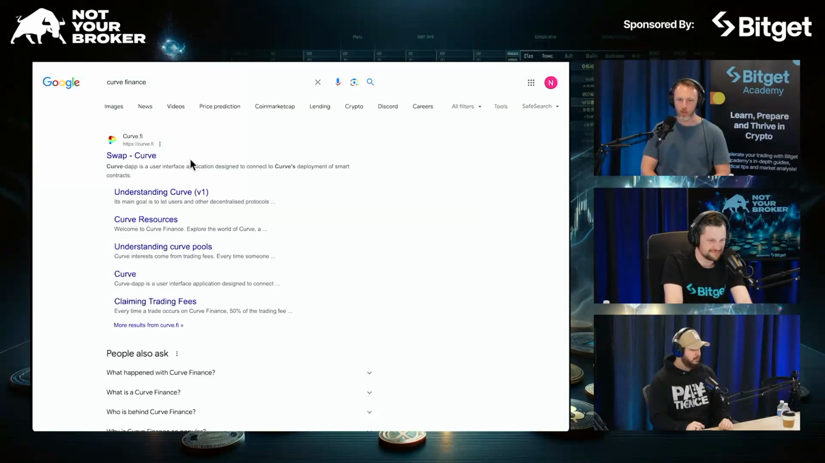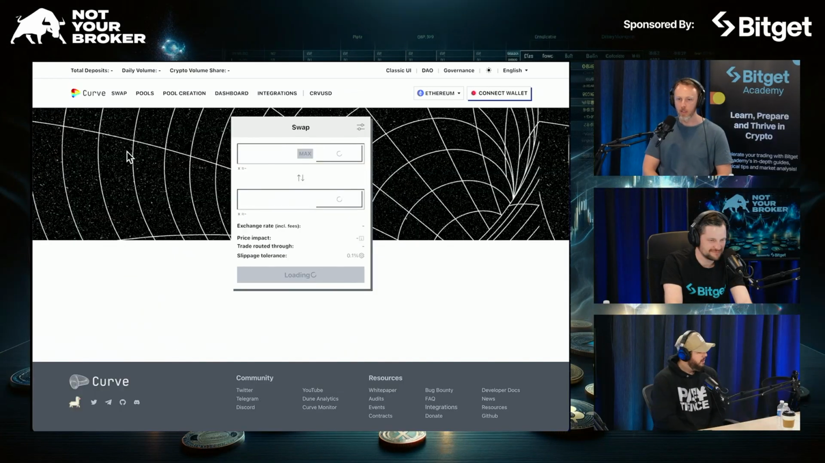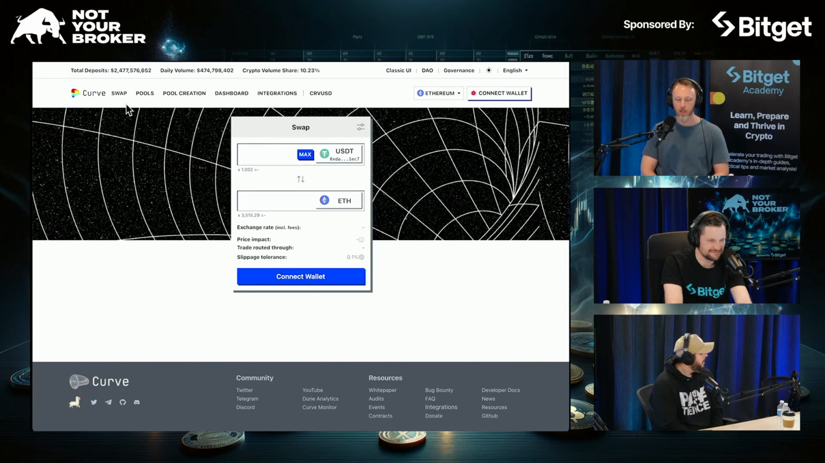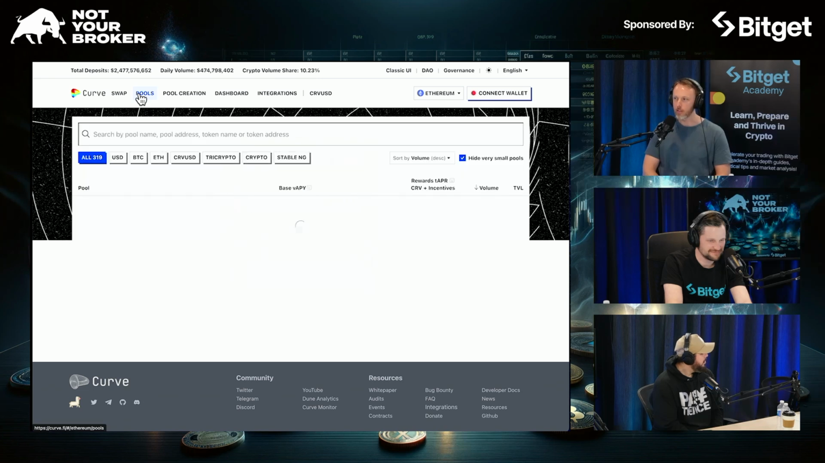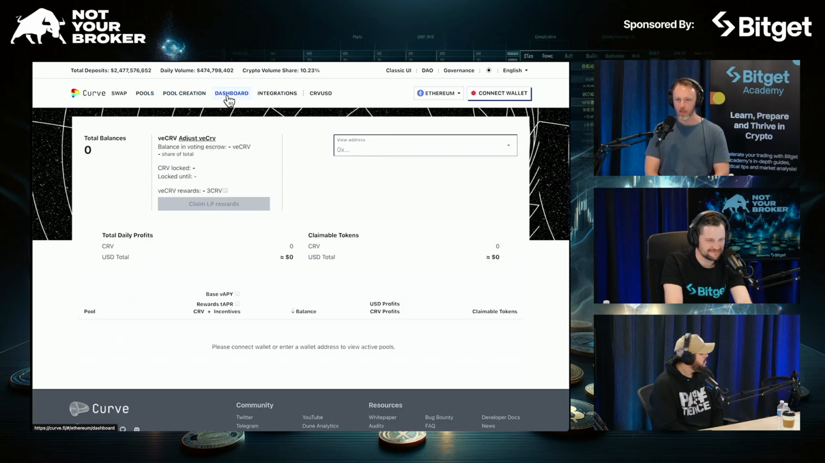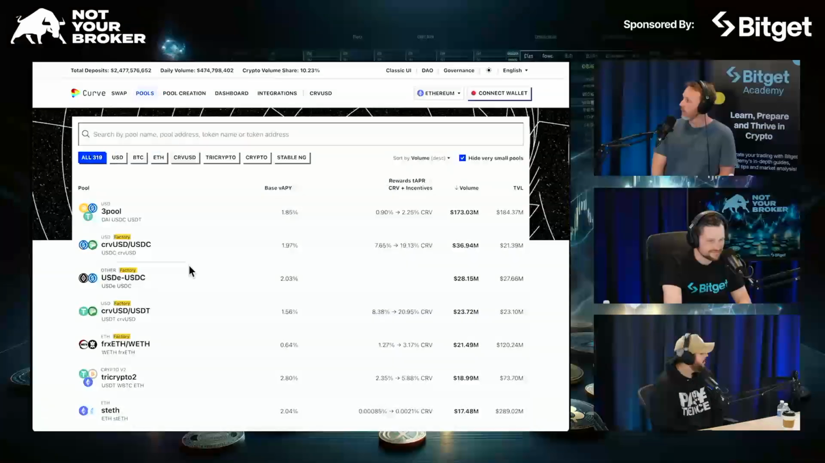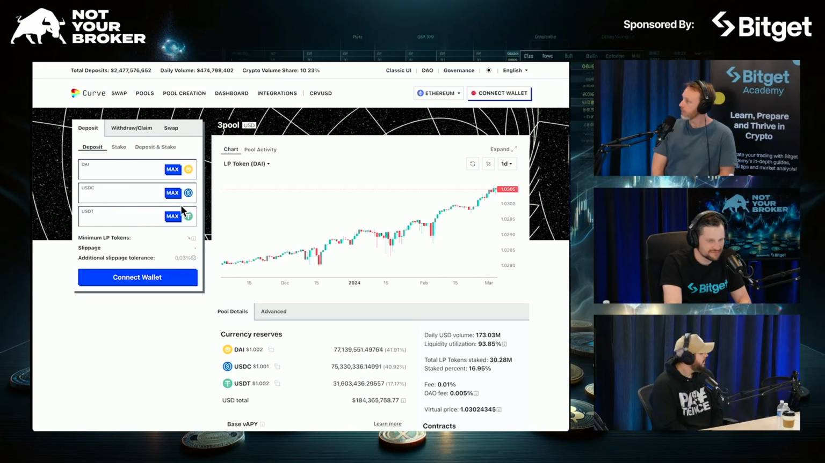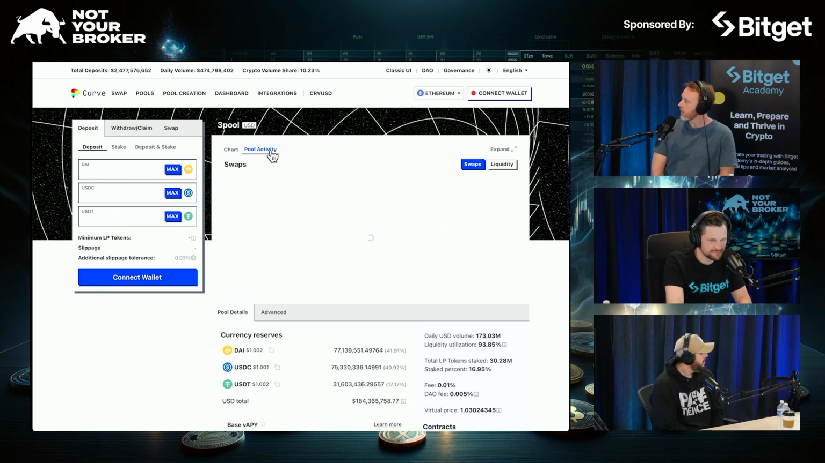So if you want to swap USDC to USDT or this currency to that currency, their big innovation is you could do that with lower slippage, even when the liquidity pool is unbalanced. They have something called a stable swap invariant that enables that. So pull up one of the pools. Go to pools. Go to the first one. Go to 3pool.